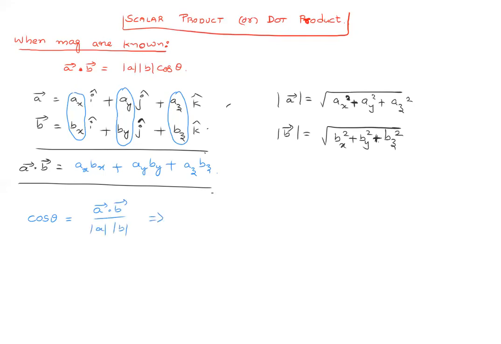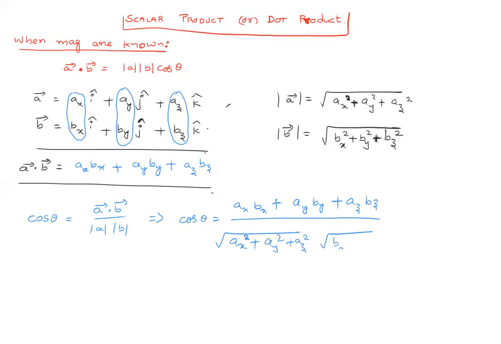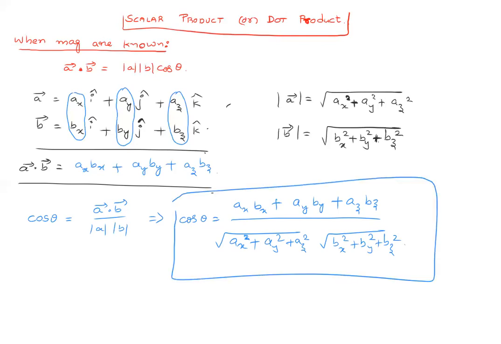That implies your cos theta is (ax bx + ay by + az bz) divided by under root (ax² + ay² + az²) times under root (bx² + by² + bz²). Now, if you look into this relation, it is very clear that the dot product helps in finding the angle between the vectors.